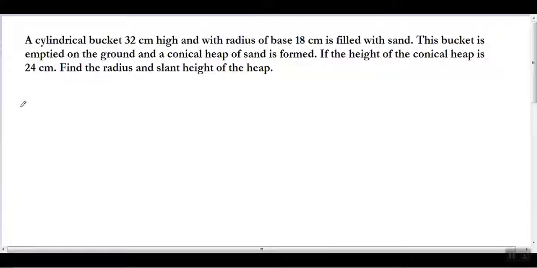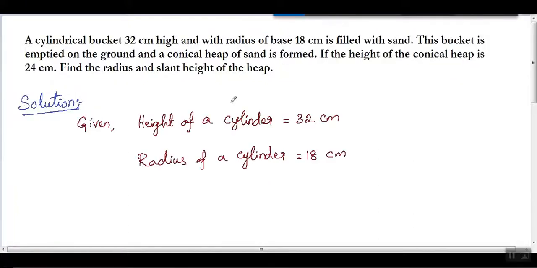Let's write down the given data. The given data is: height of the cylinder is 32 centimeter, radius of the cylinder is 18 centimeter, then the height of the conical heap, so height of the cone, is 24 centimeter.